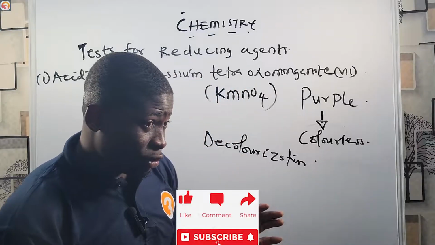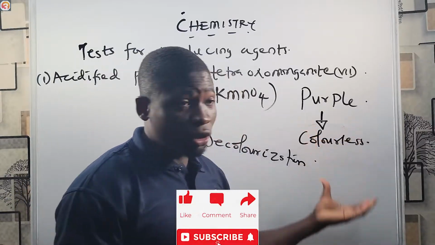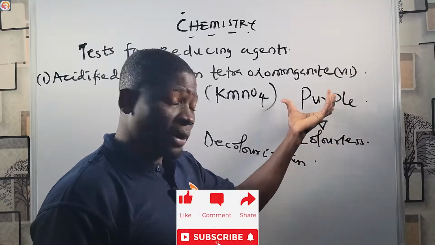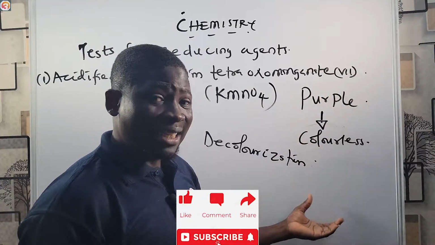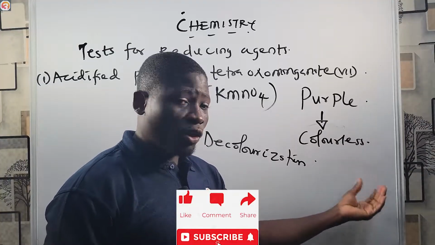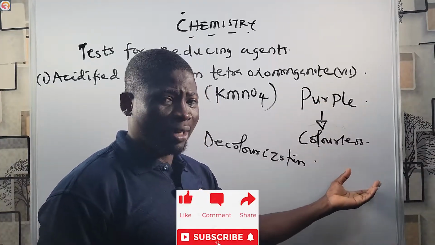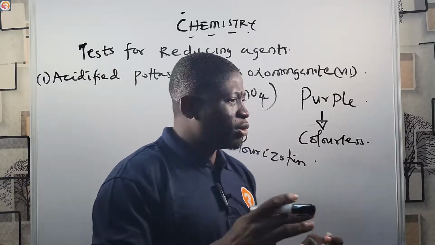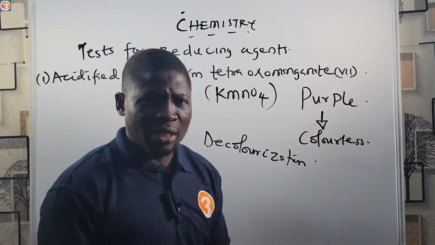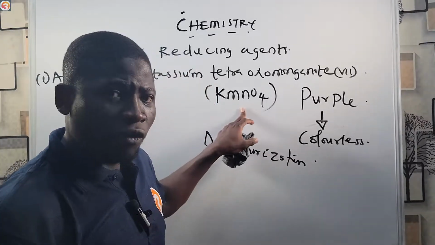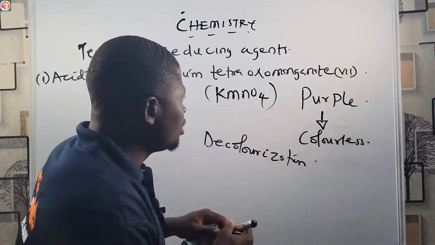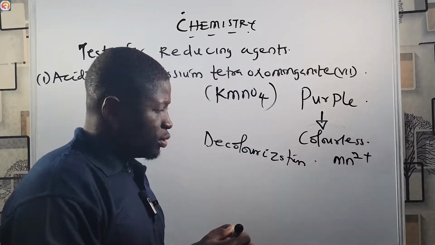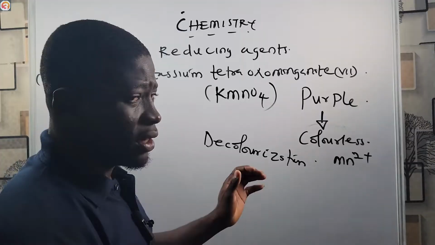Okay, so please, as I told you in the previous episode, note the color change. For acidified potassium tetraoxomanganate 7, which is purple in color, when an unknown substance is added to it and it decolorizes it, changing its color from purple to colorless, then that substance is a reducing agent. Now the decolorization is due to gain of electrons by KMnO4 from the test substance, which changes it to Mn2+.